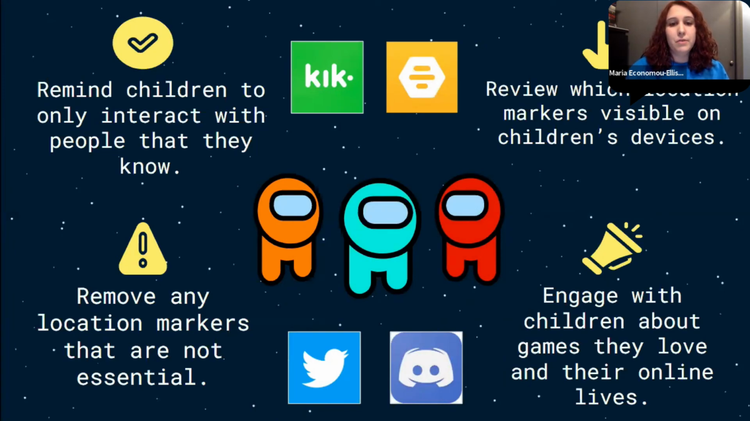It's important to review which location markers are visible on your children's devices and to make sure they're turned off if possible, and to make sure what information is being given when they're using apps. You can remove any location markers that are not essential.